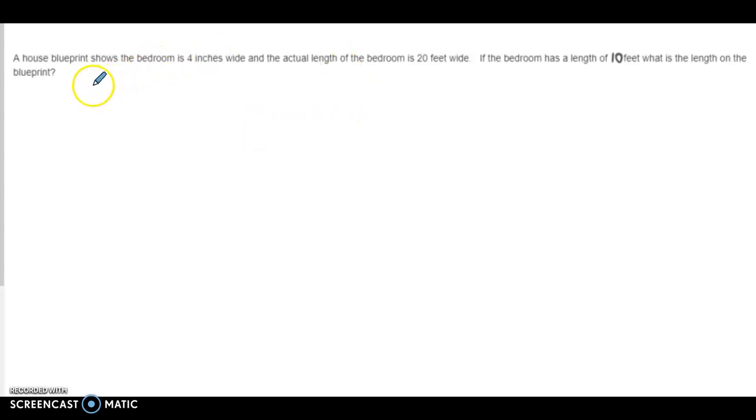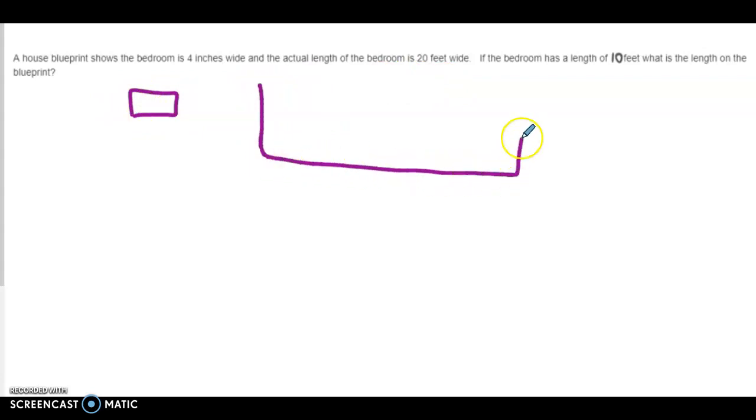There we go. A house blueprint shows the bedroom is 4 inches wide and the actual length of the bedroom is 20 feet wide. All right, so we got two bedrooms going on here. We got a little bedroom and then we got a big bedroom. Let's just pretend like that's terrible. Okay. But this little one is 4 inches wide and this giant one is going to be 20 feet wide.